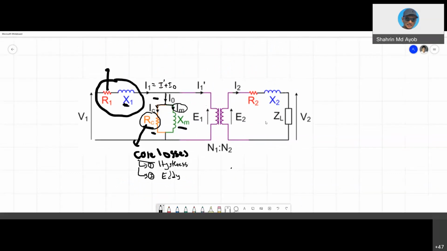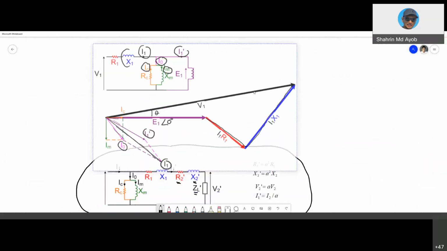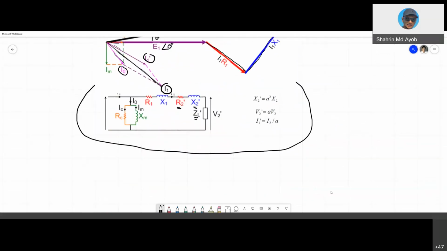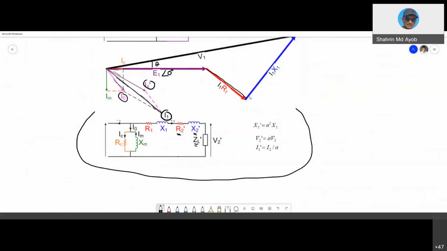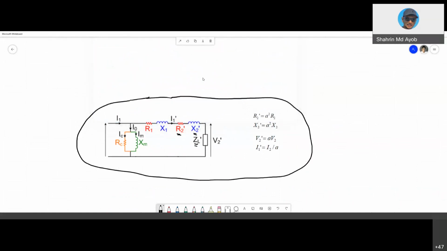To simplify our calculation, we can refer all the secondary part to the primary part, and you should know how to transfer the secondary part to the primary part by using this equation. This is very important.